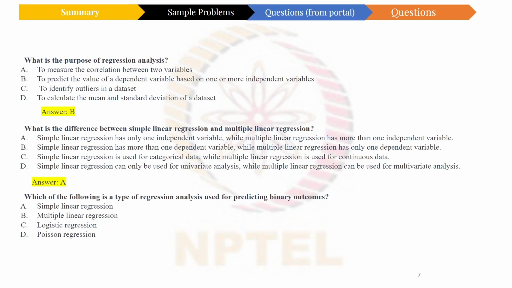Finally, the question is, which type of regression analysis could be used for predicting binary outcomes? That is, do we have any regression kind of model that can be used for a classification problem? Yeah, so we have logistic regression.